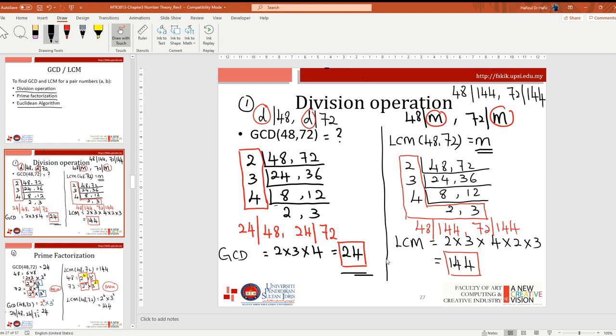Least common multiple. The least common multiple can be calculated in two ways. Here we can calculate by using the division operation or prime factorization. Okay, so far, do you have any questions?